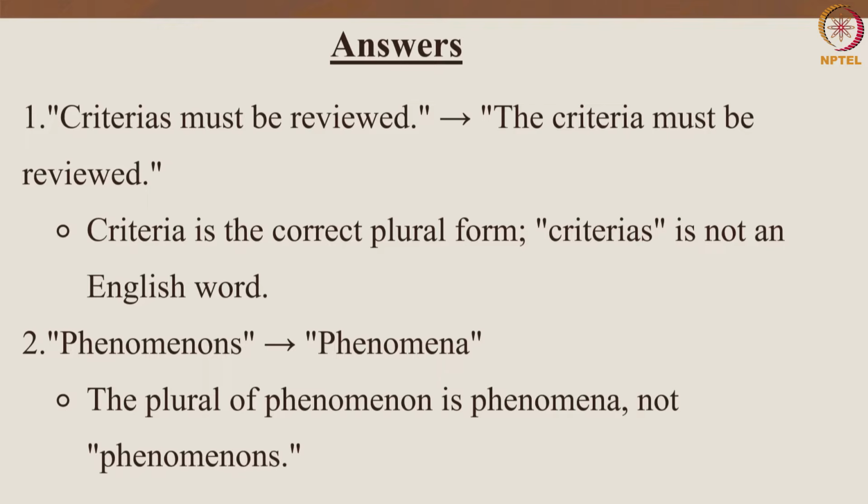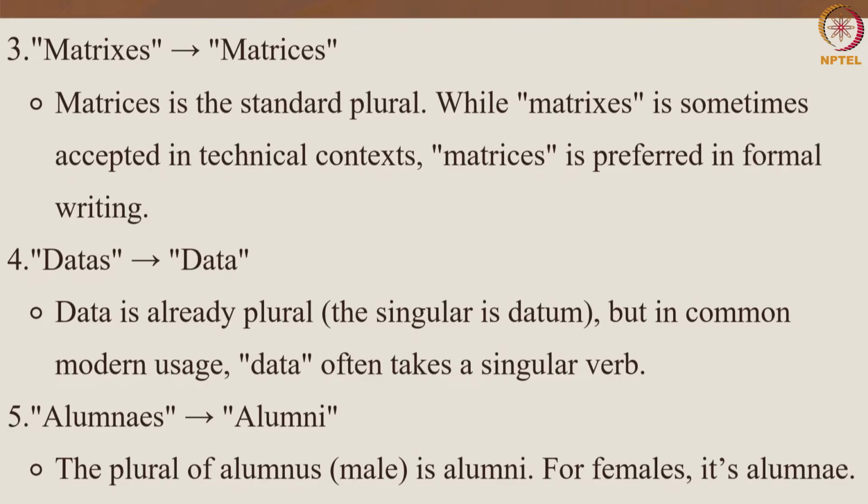Criteria must be reviewed. The correct answer is criteria. Criteria is the correct plural form. Second, phenomenons should be phenomena. The plural of phenomenon is phenomena, not phenomenons. Therefore, it's an irregular noun, an irregular plural form.